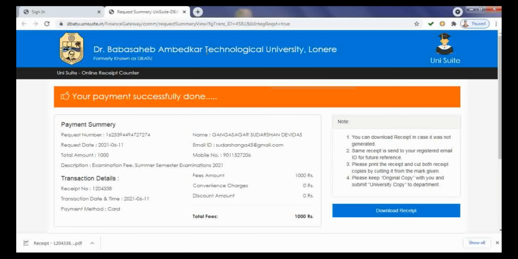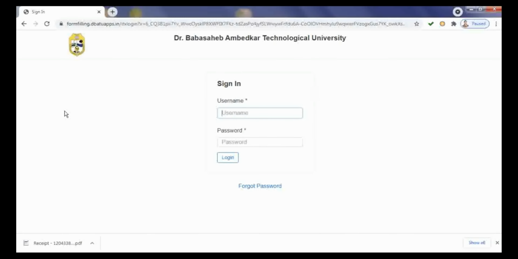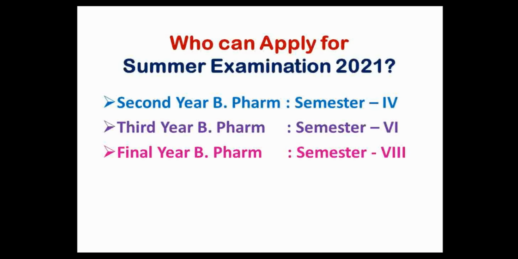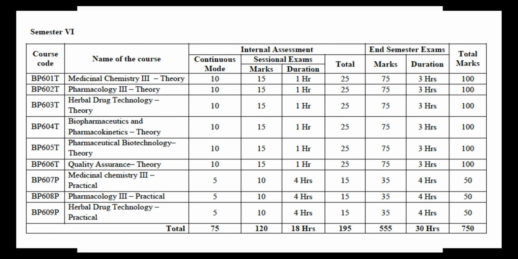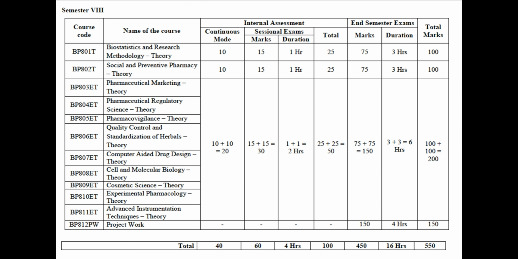Likewise, the students of second year, third year and final year B Pharmacy can do the exam form filling process in this manner. Regular students of second year B Pharmacy have to select only the subjects of their regular semester 4. They need not select the non-university subjects since they have already taken those subjects in semester 2. The third year students of B Pharmacy have to select the subjects of their semester 6 and final year students of B Pharmacy have to select the subjects of their semester 8.